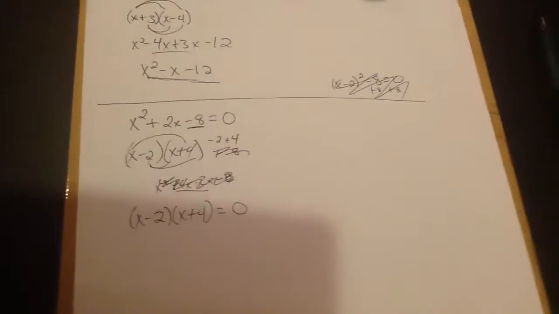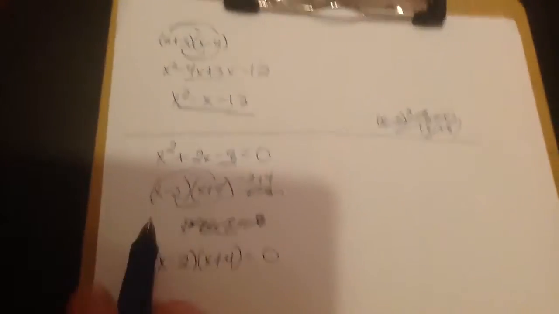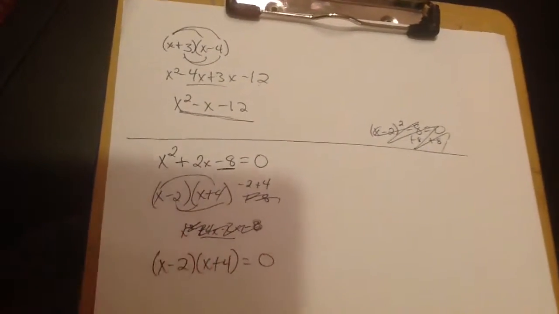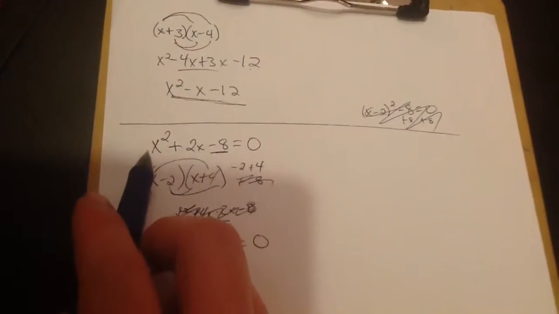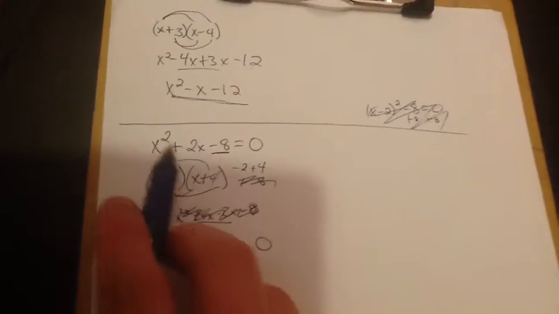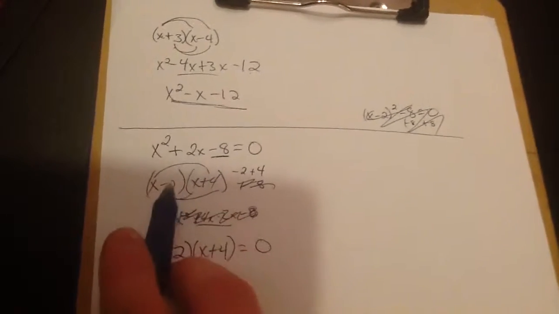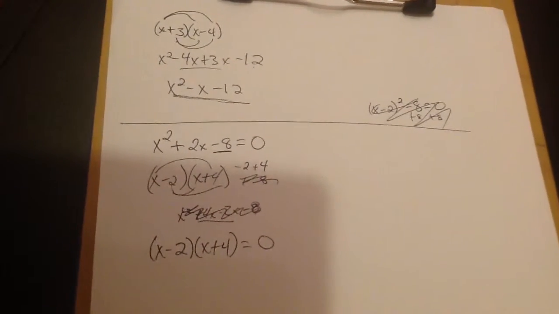That's factoring. That's it. It's really easy when the coefficient of this term is 1, meaning when the number in front of the x squared is 1. All you have to do is figure out what multiplies to the back number and adds to the middle number, and that's what you're going to put in there.